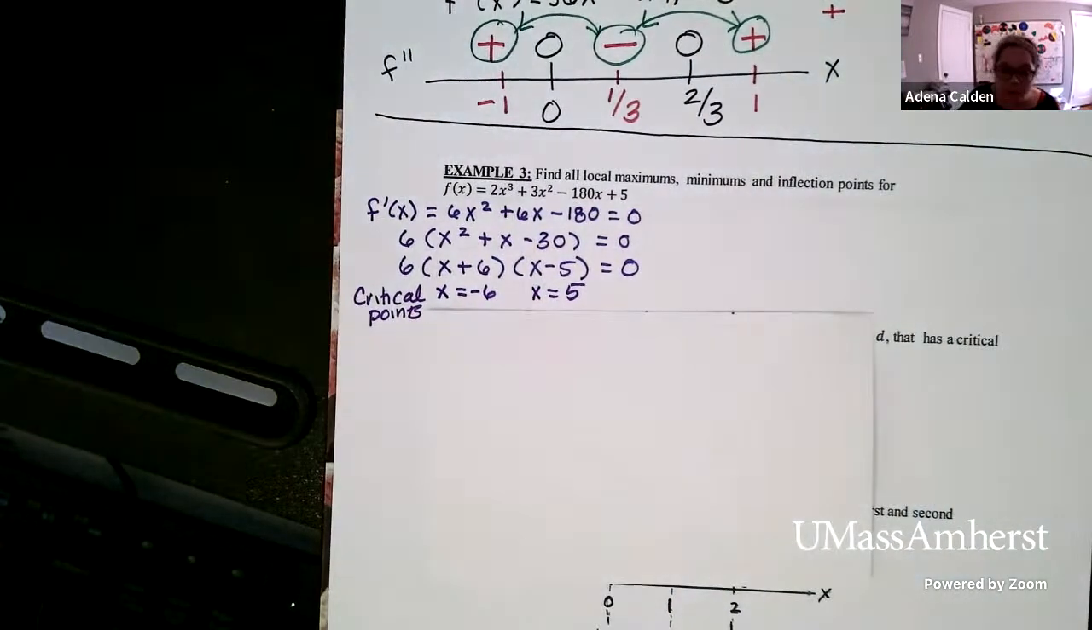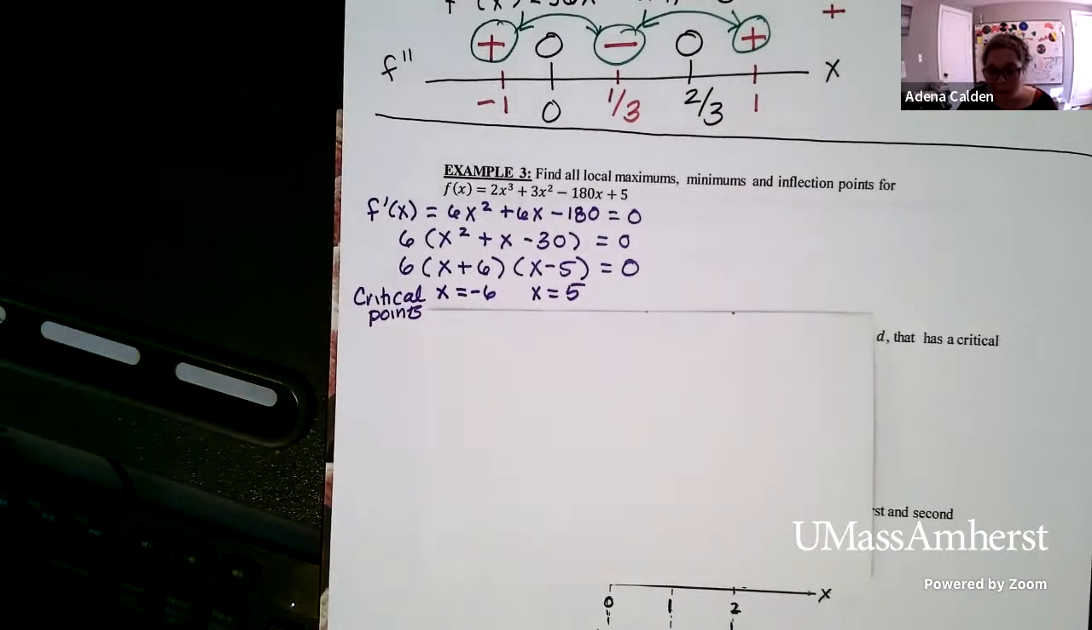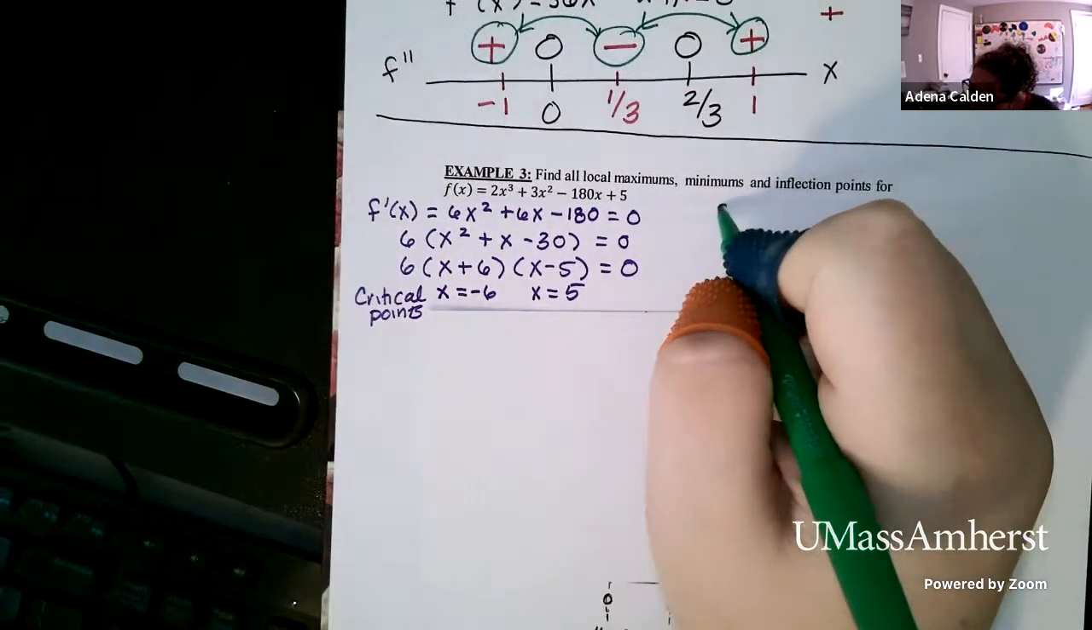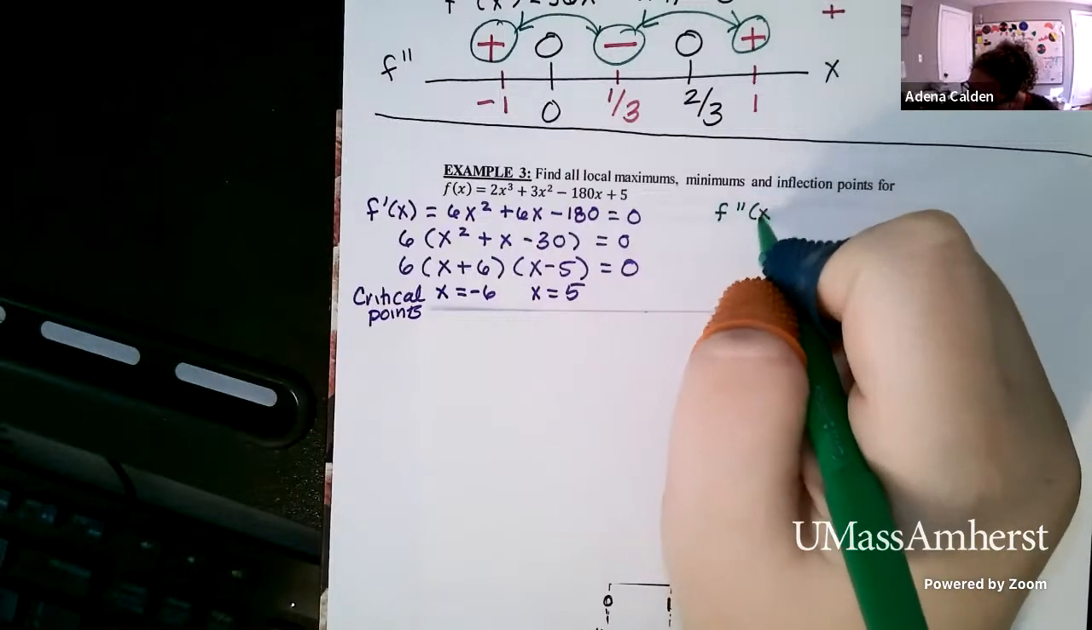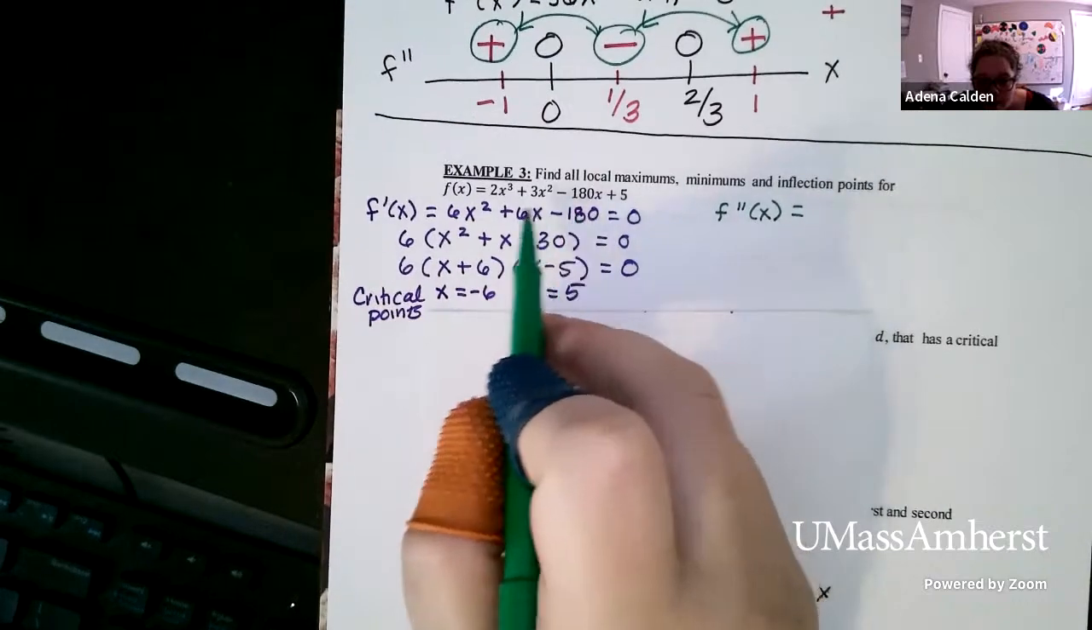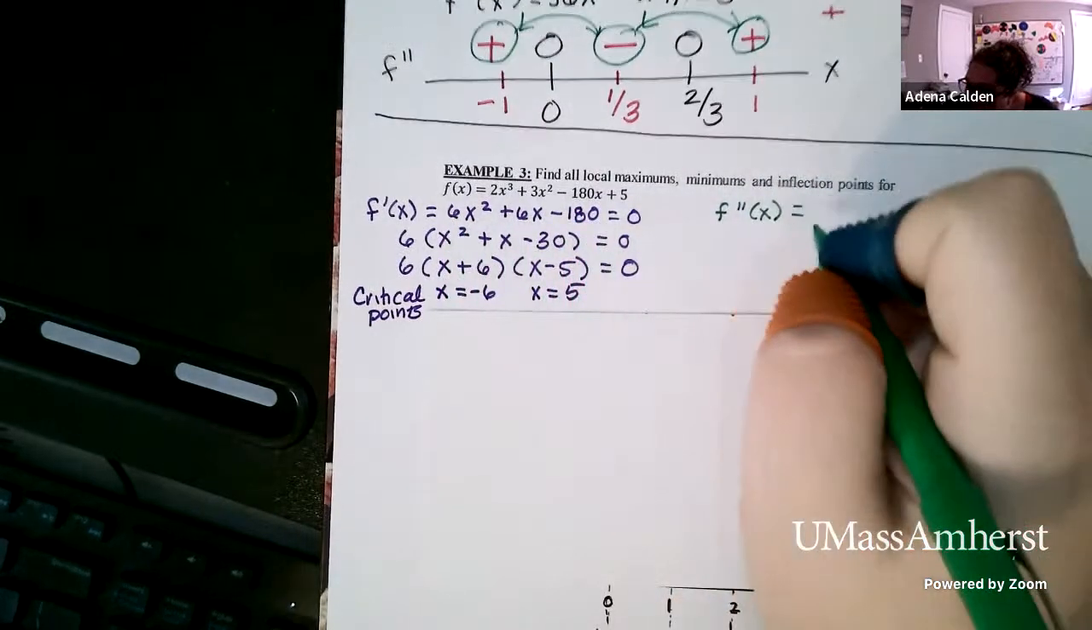Okay. And I don't know yet if they're local maxes and mins, but I do know that they are critical points because that's where the first derivative equals 0. Now, I also am going to need the second derivative to talk about inflection points. And so I'm going to do that over here. So my second derivative, I'm going to go to my unfactored first derivative and take the derivative of that.